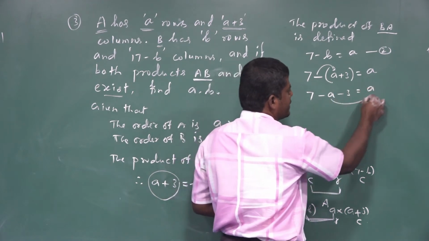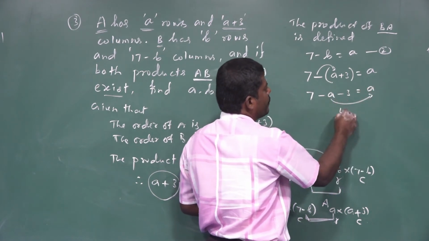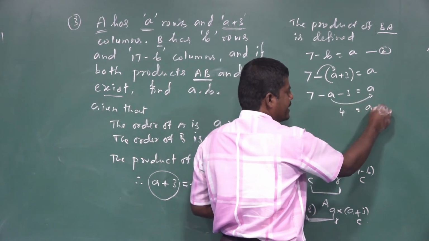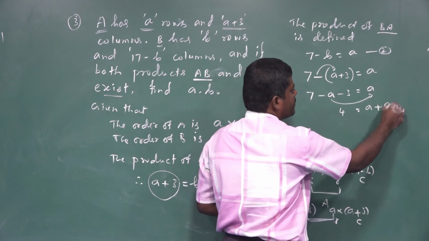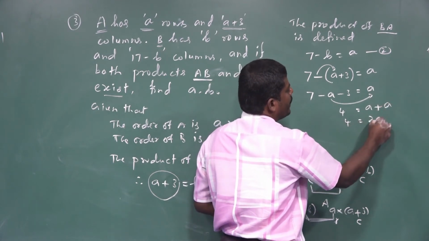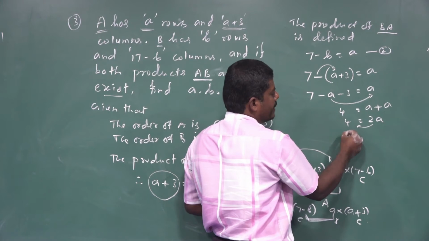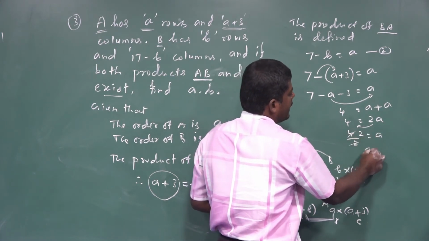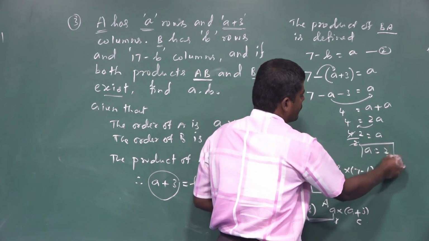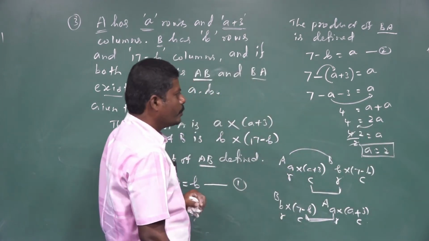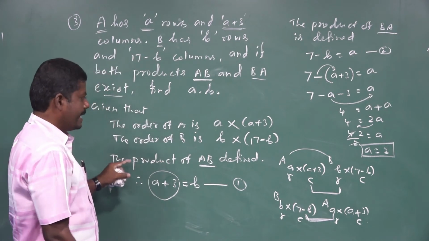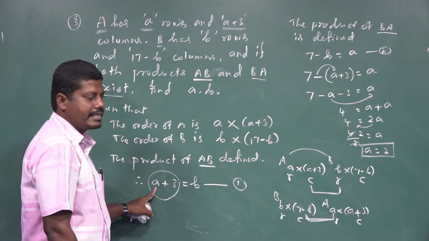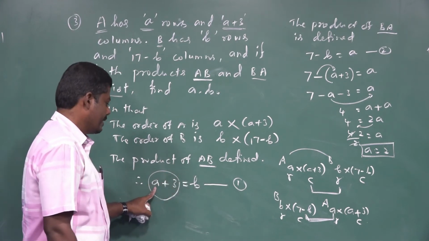Now you send this minus a to the right side. 17 minus 3 is 14, which is equal to minus a goes to right side, becomes plus a. Already here one a is there. So 14 is equal to 2a. Now send this 2 to the left side: 14 divided by 2 is equal to a. So cancelling, you get a is equal to 7. The value of a is 7. Now we need b also, so substitute the value of a here. You can get b.